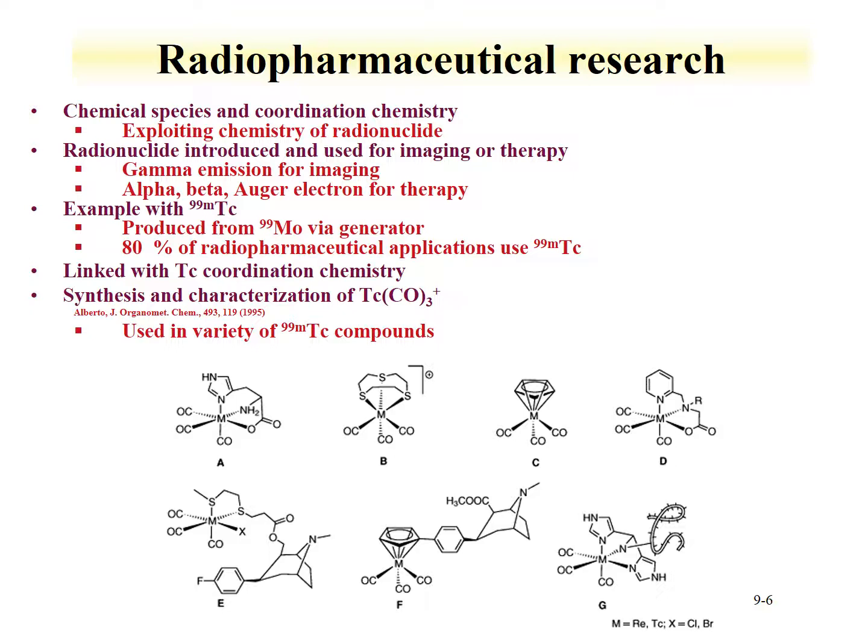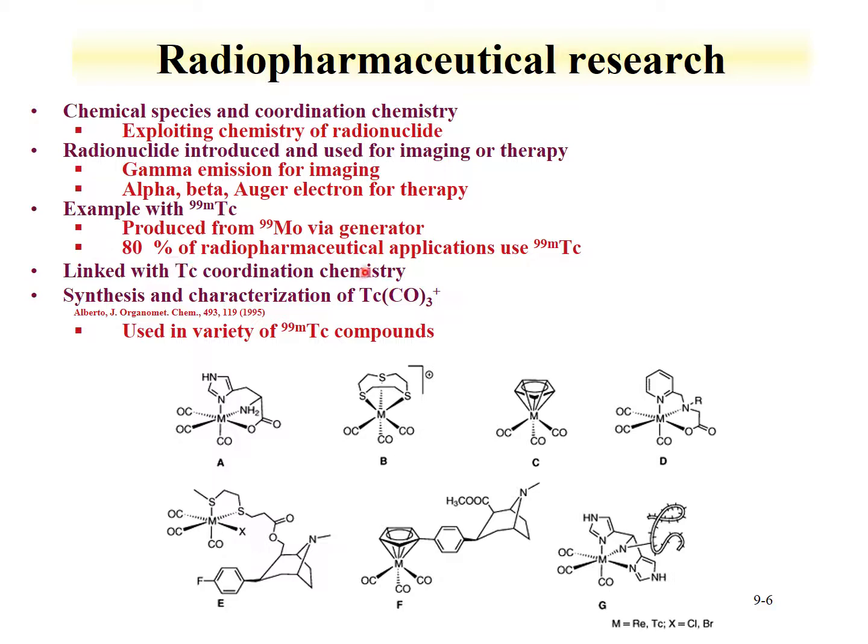So for radiopharmaceutical studies, what one does is exploit the chemical species and coordination chemistry of the radionuclide to develop compounds. Again, the center radionuclide, in this case an example with technetium-99m, can either decay by gamma, in the case of technetium-99m, which is useful for imaging, or alpha, beta, or Auger electron for therapy. And we're going to do our first example with technetium-99m, which is produced from a molybdenum-99 generator.